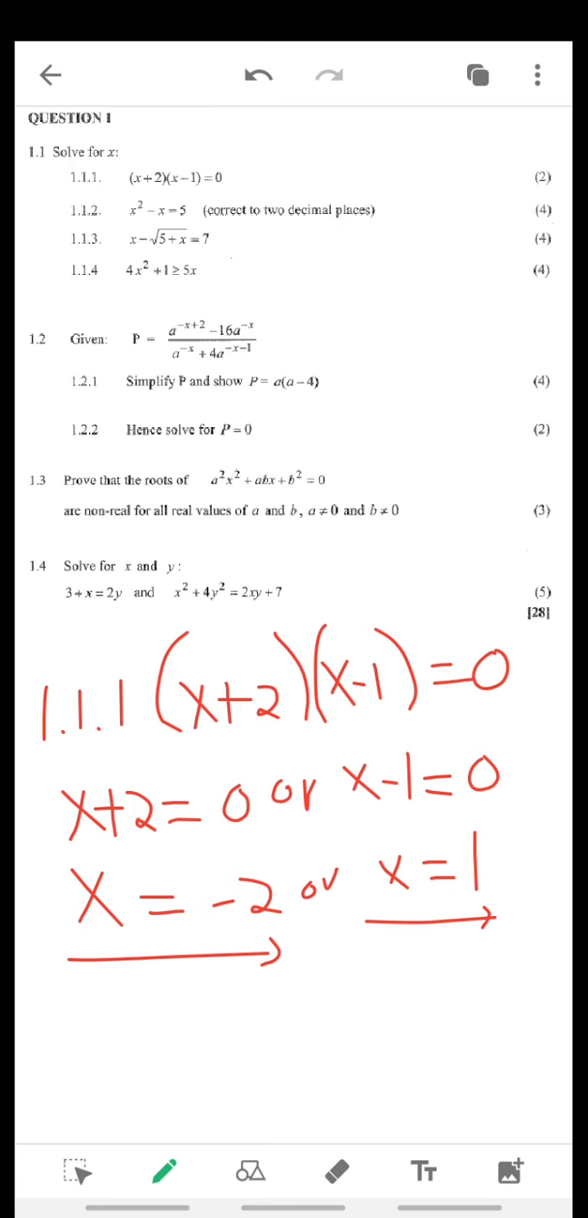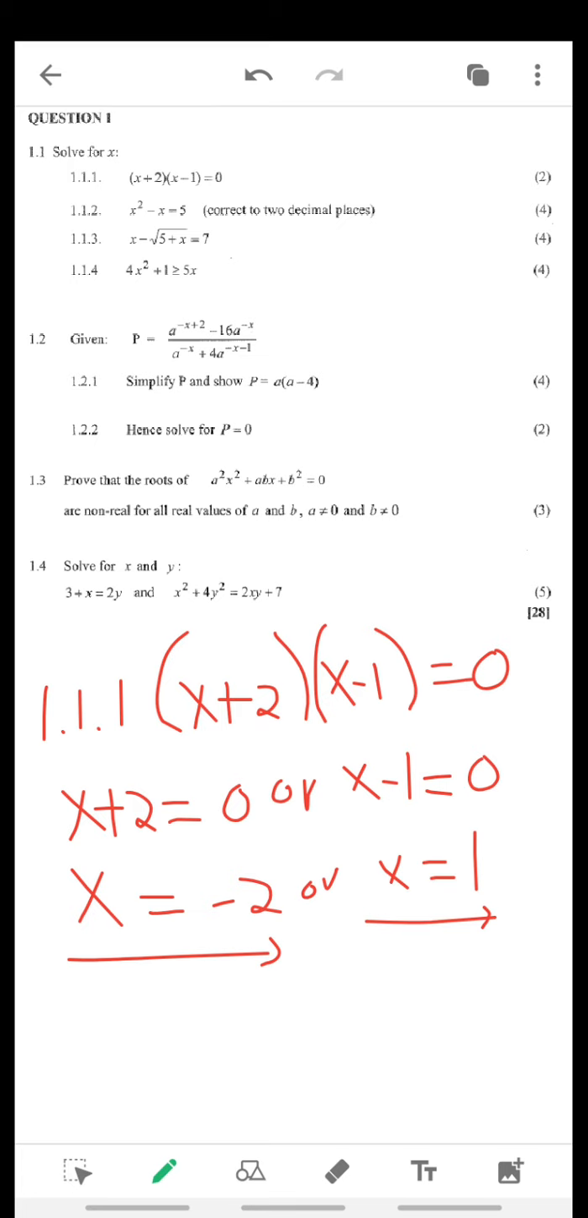1.1.2 is your quadratic formula. Remember, immediately they say correct to 2 decimal places, it means you cannot factorize that trinomial. Then 1.1.3, here we are dealing with your surds, which are irrational numbers. Then 1.1.4, here we see a greater than or equal to, meaning we are dealing with our inequalities.